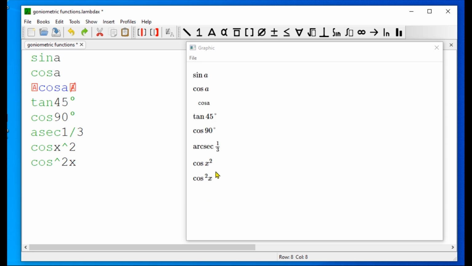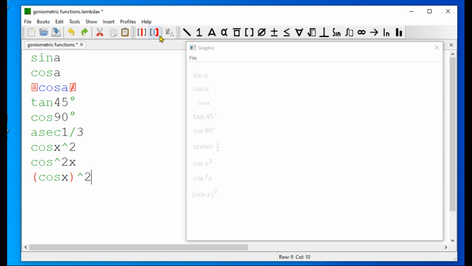Sometimes it would be better to introduce a parenthesis to avoid ambiguity. For instance, we can write cosine of x and then the exponentiation to the second after the parentheses. This could actually eliminate any ambiguities.